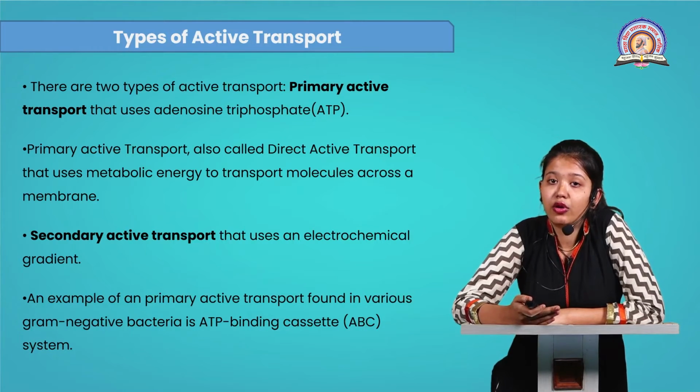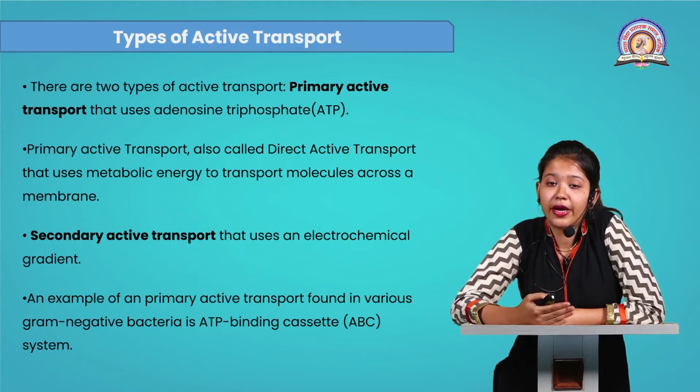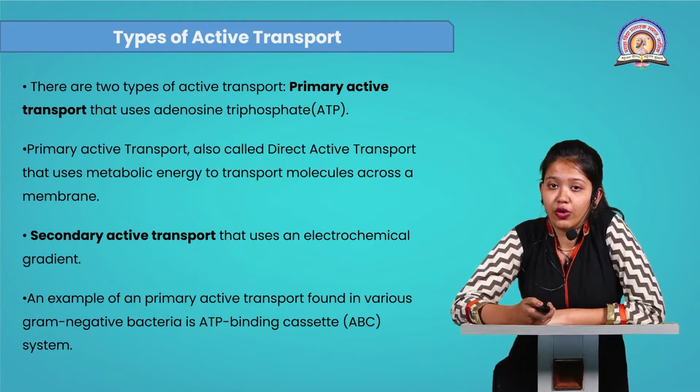An example of primary active transport found in many gram-negative bacteria is the ATP binding cassette system, that is, the ABC system. The ABC system consists of four domains.